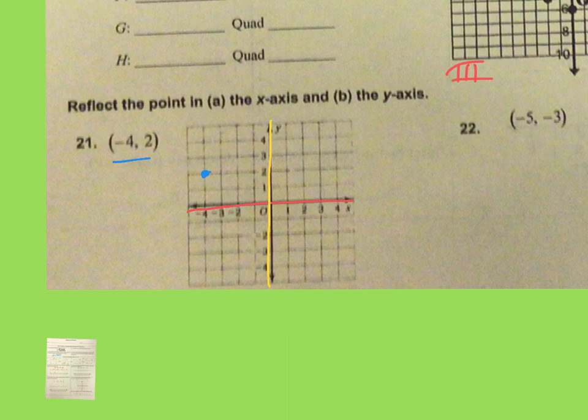If we want to reflect it in the x-axis, we're going to pretend to fold it on that red line. If I fold that coordinate plane on that red line, where is my blue dot going to end up? It's going to end up right here. It's like looking in a mirror. And that means, how do I get there? Well, I'm going to go -4 and -2. So that's how you do this. You just have to pretend to fold the line.